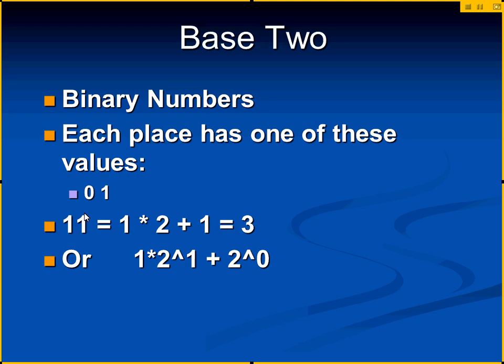The second one in this number 1, 1 is in the twos column. So how many twos do I have? I have 1, 2. And how many ones do I have? 1, 1. So to convert from binary to decimal, I simply count the number of ones and zeros that I have for the appropriate column, translate it to decimal and add them up.